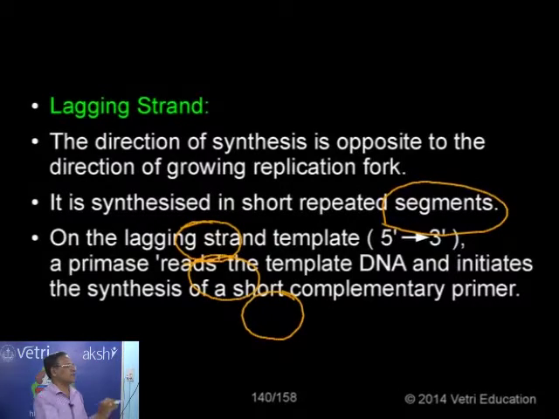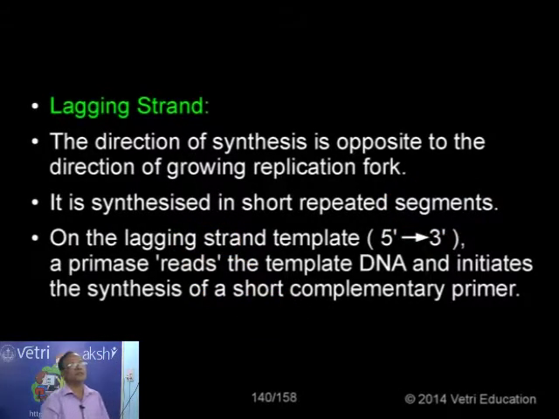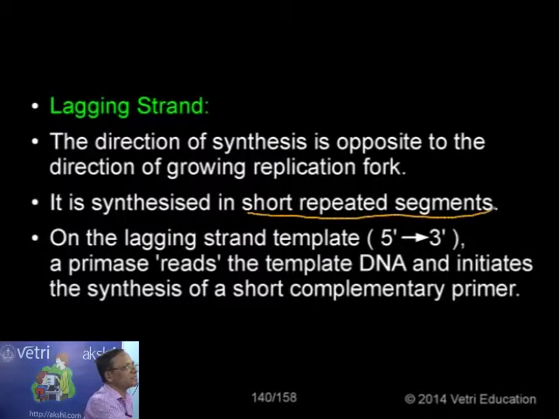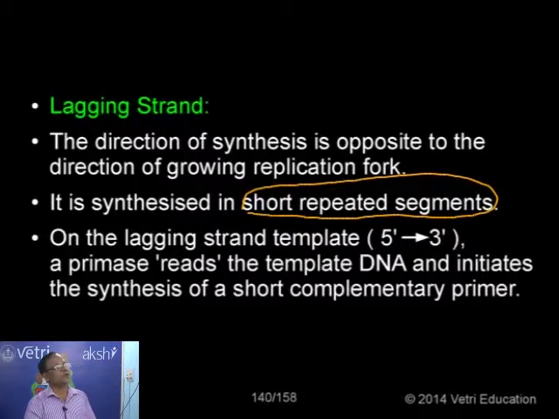Now the lagging strand. I mentioned already that the direction of synthesis of the lagging strand is always opposite to the direction of the growing replication fork. This is number one. Here, the lagging strand is produced not continuously. It is synthesized in the form of short repeated segments. These short repeated segments are called Okazaki fragments, after the name of the Japanese scientist.